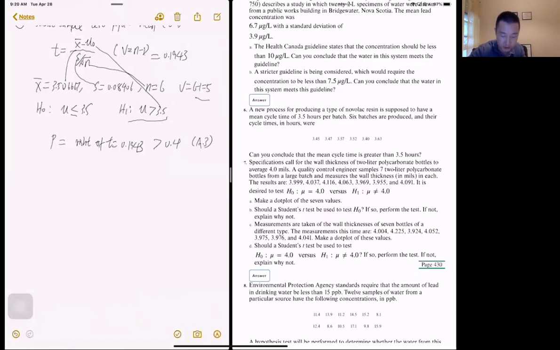Which is quite large, so larger than alpha of 5%. So we cannot conclude the mean cycle time is greater than 0.5. Basically, we cannot conclude either one is true, which means H0 is plausible. So that is the second question.